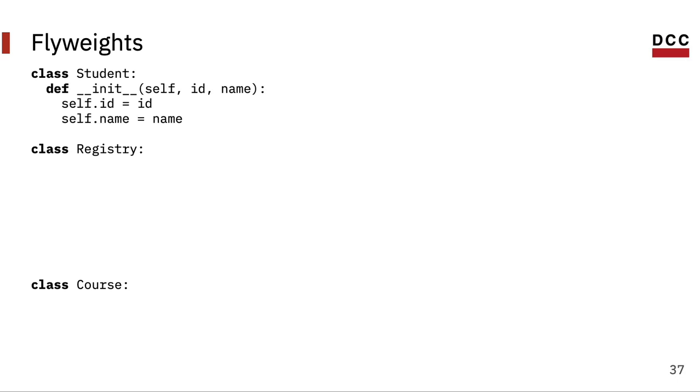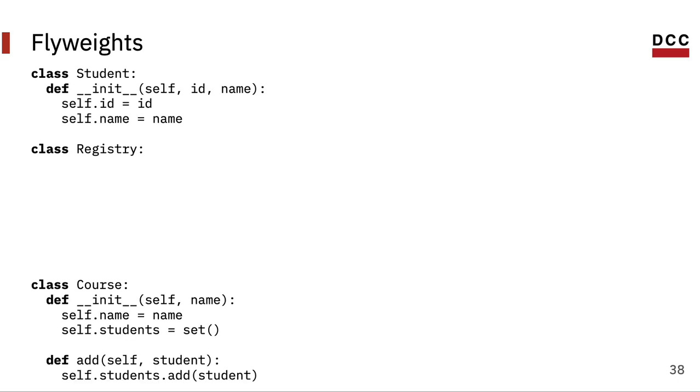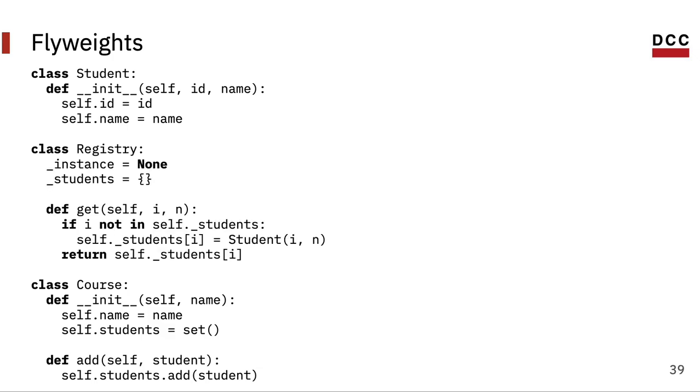Now let me do a small detour to explain what the Flyweight Design Pattern is. Again, this is a way to share data among objects. To demonstrate how that works, consider this example. Now in Python, I have students who are enrolled in courses. Each student has an ID and a name. A course is a set of students, meaning that we can add students to courses. And each ID is uniquely associated with a single student.